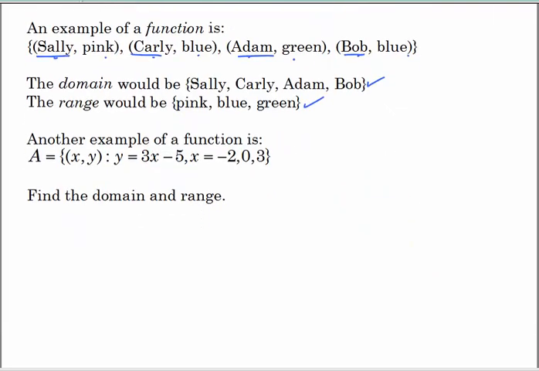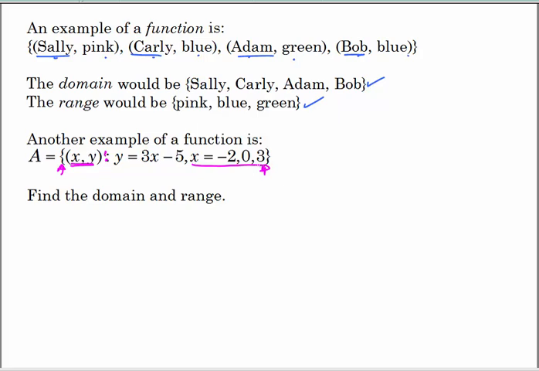Now, usually we don't talk about Sally and Bob's and ties and scarves. We have things in algebra that look like this. Now this is pretty scary. Notice, first of all, you have the braces. So that is the set. This is an ordered pair. And so the way you would read this is that A is the set of ordered pairs such that y equals 3x minus 5 and x are these numbers.